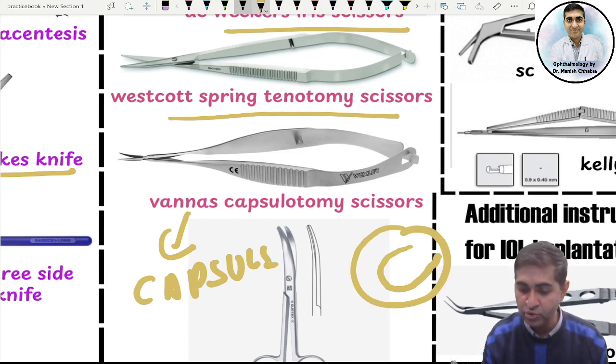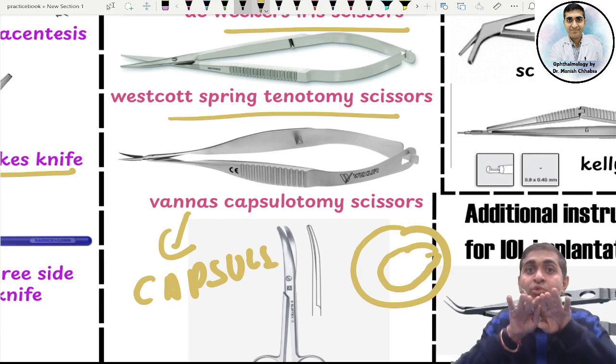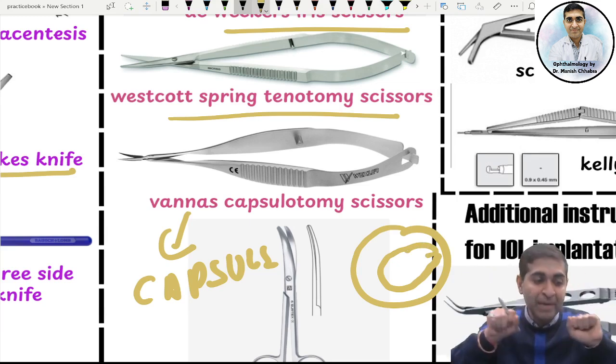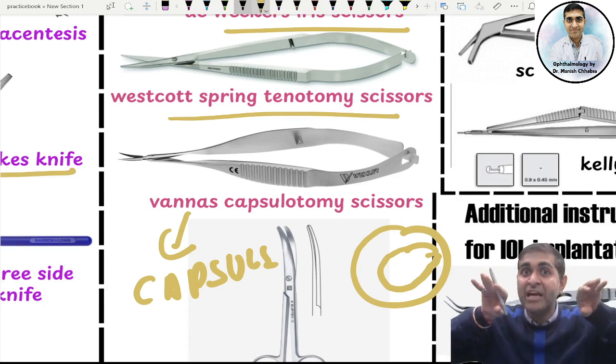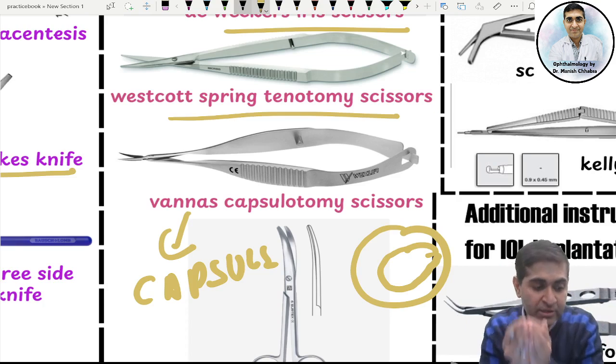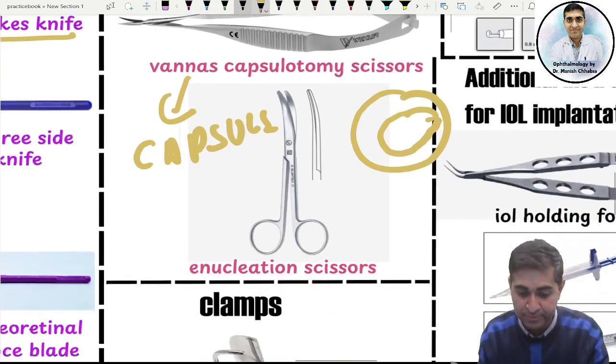Now what you are going to do, you can use Vannas scissors and give a nick here to bring this part again here, so that the capsule tear does not get extended to the periphery. If it gets extended to the periphery, it can lead to posterior capsular rent or posterior capsular rupture.